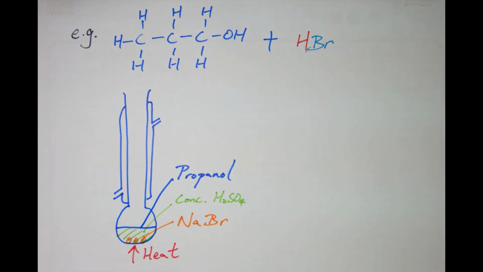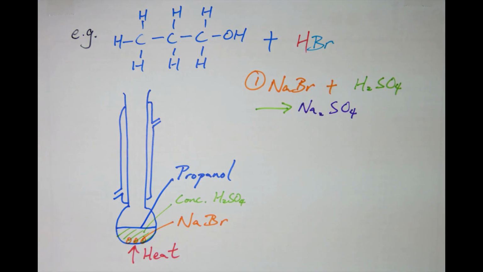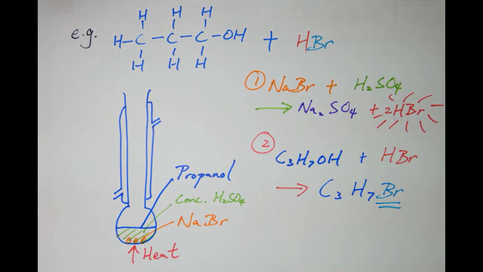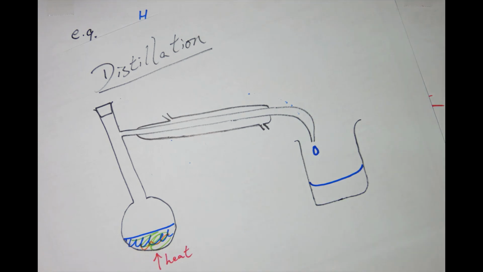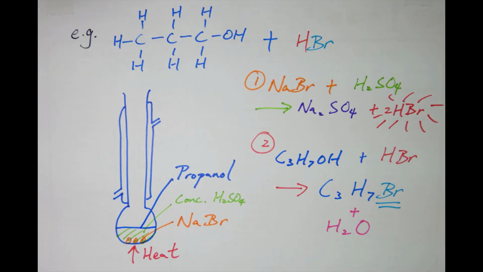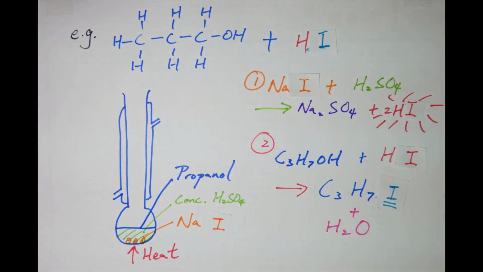When you heat it up, two reactions are undergoing in the flask. First, sodium bromide will react with sulfuric acid and give sodium sulfate, and more importantly, hydrogen bromide. The hydrogen bromide will then react with propanol and give bromopropane and water. Lastly, we will use a distillation setup to separate out the bromopropane. This is the reaction between alcohols and hydrogen bromide. Similar reactions will happen between alcohols and hydrogen iodide.